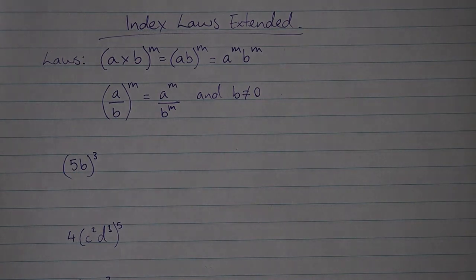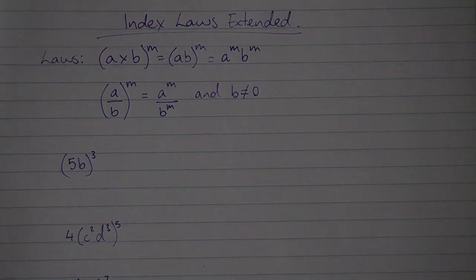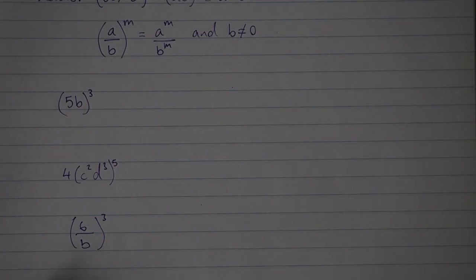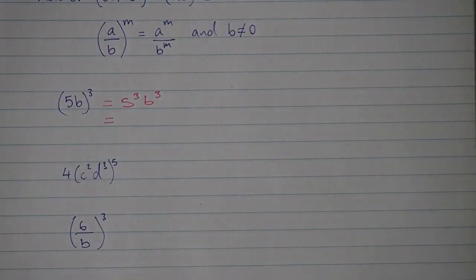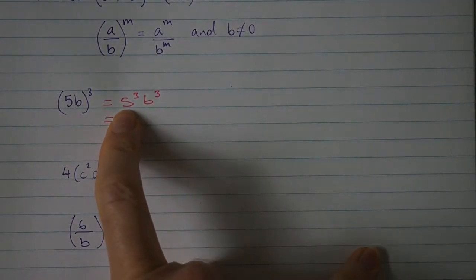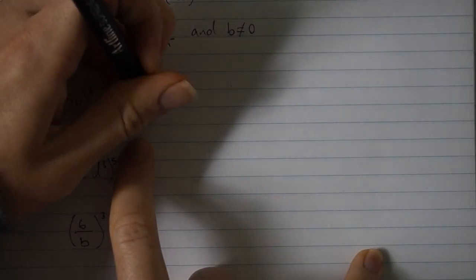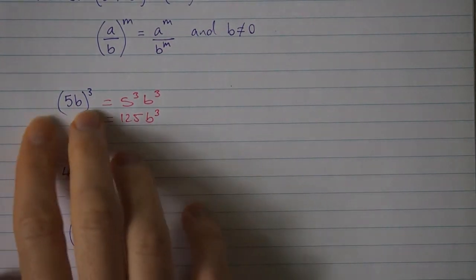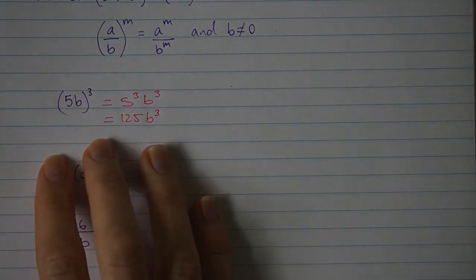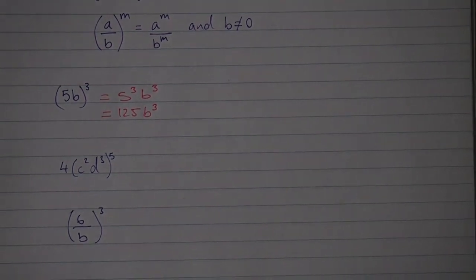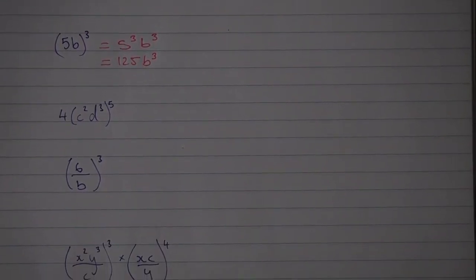All right, so if we have a look at our examples that I've got for you today, we'll put them into action. So we've got 5b all to the power of 3. So what that means is 5 is being put to the power of 3 and b is also being put to the power of 3. So in its simplest form, we would evaluate 5 to the power of 3, which is 125, b to the power of 3. Okay, so it's just getting rid of those brackets and writing the expression in the simplest form possible, which is always our aim.